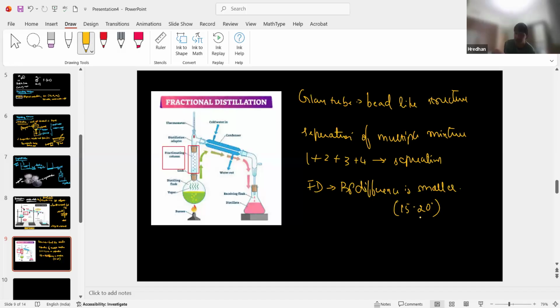What's the last one? Boiling point difference is smaller. Boiling point difference is smaller in the sense the difference in the boiling point between the two substances should be smaller. Okay. You can move on.